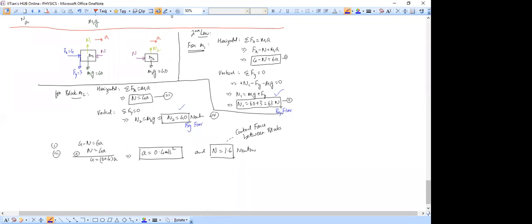Okay, so anyone having any doubt with the solving of the equations? Okay, so this is just simultaneous equation solving. That should be pretty simple.